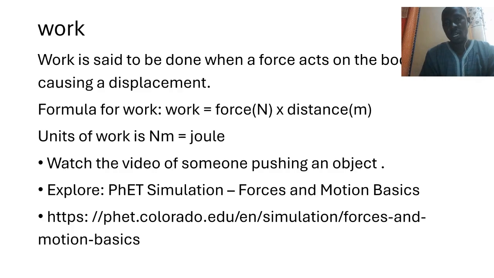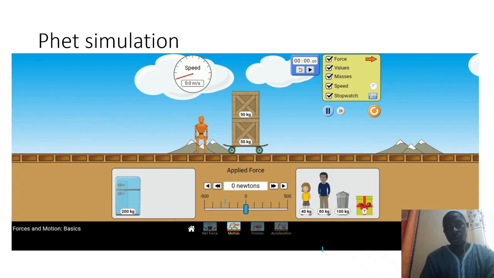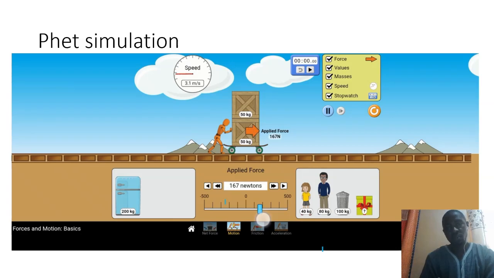Work is said to be done when a force acts on a body, causing a displacement. The formula for work is force in newtons times distance in meters, and the unit of work is newton meters, which gives us a joule. We shall explore a video of someone pushing an object, a PhET simulation of forces and motion basics. We can see the objects are being loaded and the force is being applied.